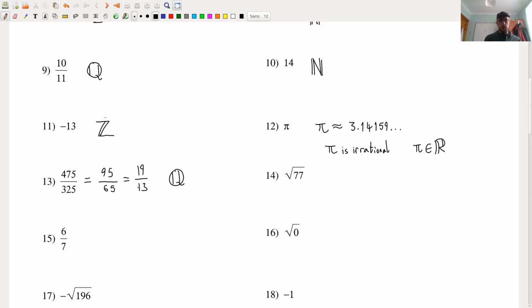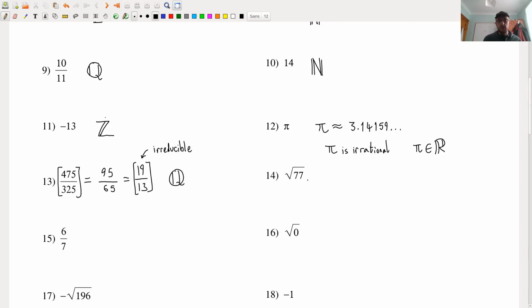Rational numbers do not have a unique way of writing them, right? I could have put this or this on the page and they would have been seen as equivalent. 19 over 13 is called an irreducible rational number, and it's sort of seen as the representative of all these other rational numbers which are equivalent to 19 over 13. It's sort of like the most simplified version you can possibly get.